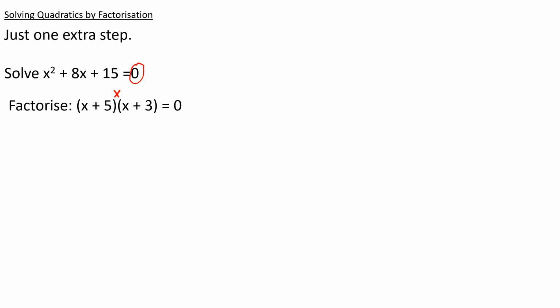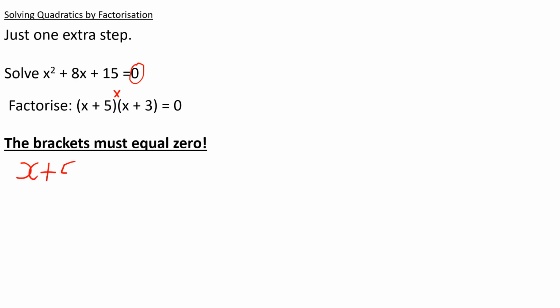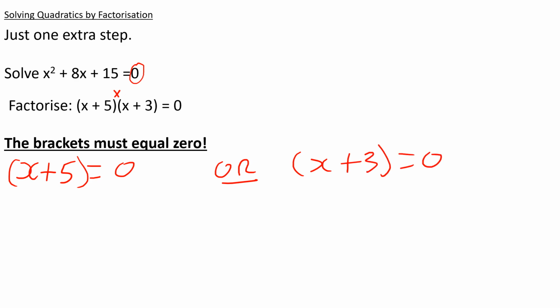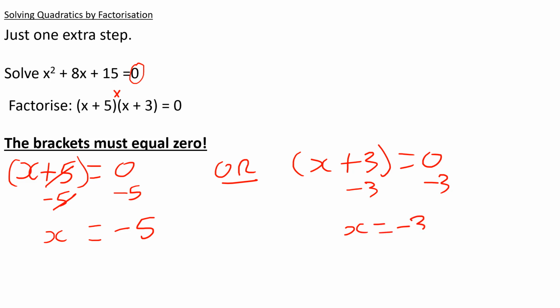Now if I have two things multiplied together to give 0, at least one of them must be 0. So I assume that each of the brackets is 0. So either x plus 5 equals 0, or x plus 3 equals 0. If x plus 5 equals 0, I can solve by subtracting 5 from both sides, which will give me x is equal to minus 5. And if I have x plus 3 equals 0, I can solve by subtracting 3 from both sides, which would give me x equals minus 3.